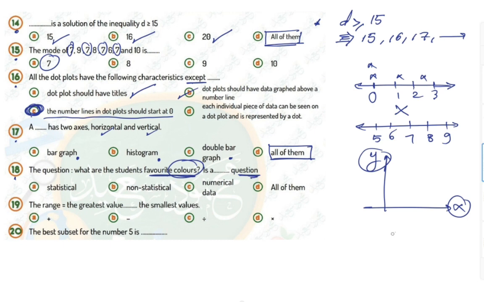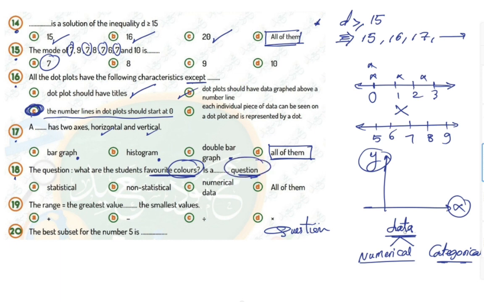So note with me, I have two kinds of data and two kinds of question. What is the kind of data? Data may be numerical or what? Or categorical. Okay, so this is a question about the question, not about the data. If he asks us about the kind of this data, colors are categorical. But he asks us for the question.